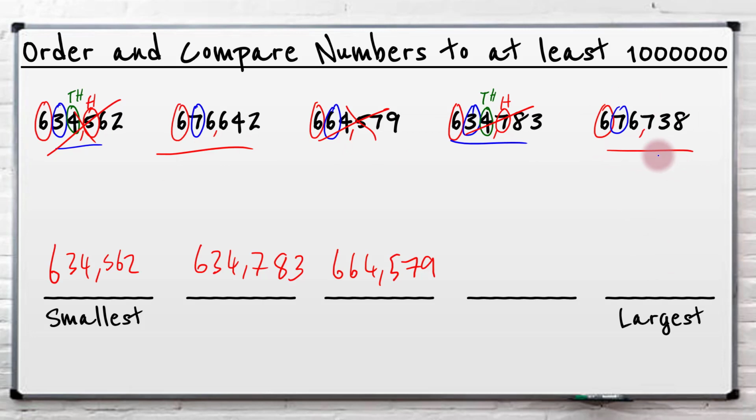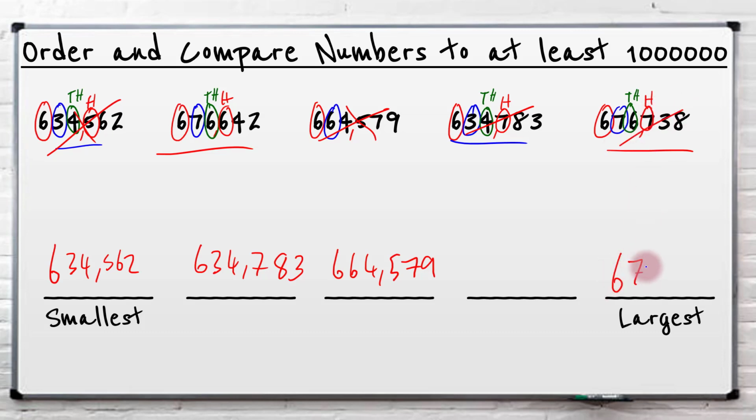I'll underline them in red so that we can see them. So they both had the 6 in the hundred thousands. They both had the 7 in the 10,000s column, and then in the thousands column they both have a 6 as well. So we need to move to the hundreds. So this is 600. This one is 700. So this is going to be worth more. I'm going to put it at the end.